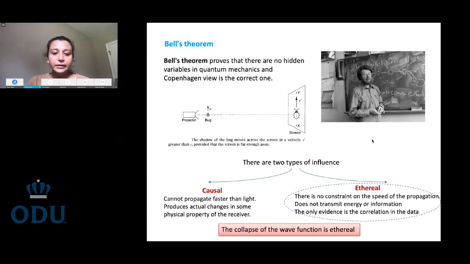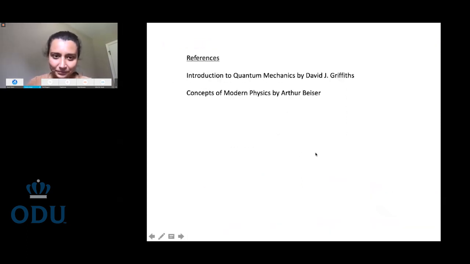And one of the answers to the paradox is that the wave function collapse is not causal, but ethereal. So there's no problem in the EPR, if you buy it. That's all I want to say.